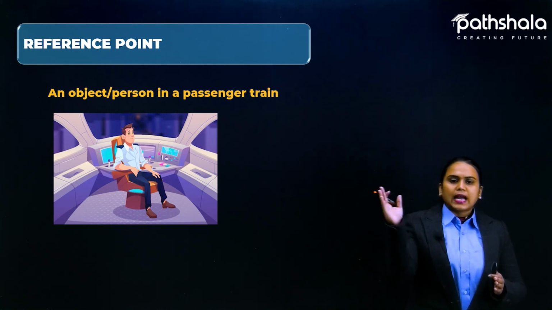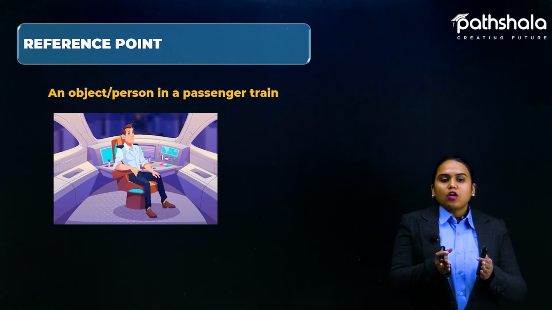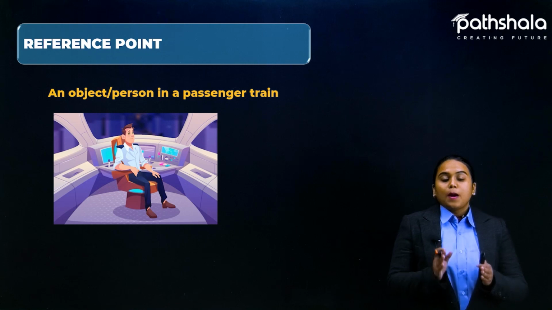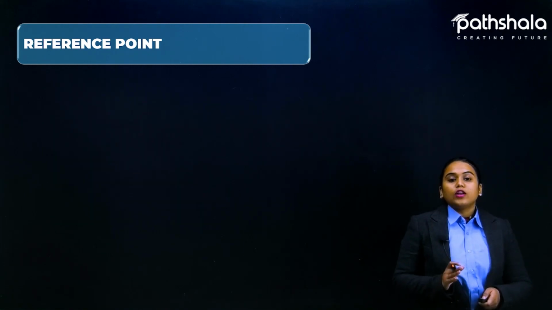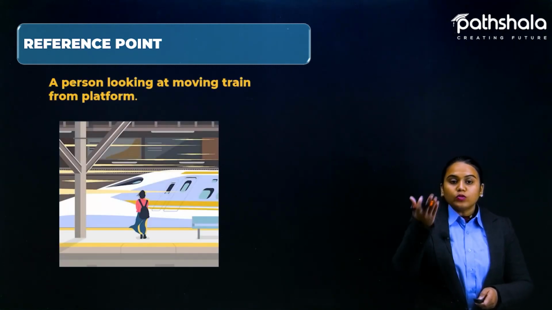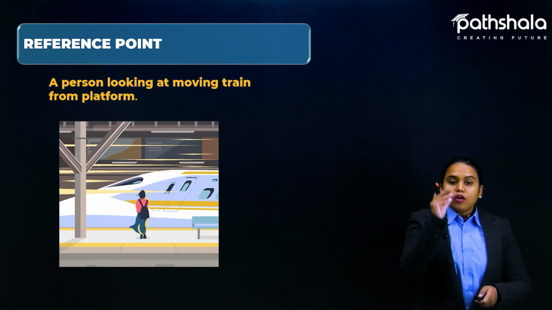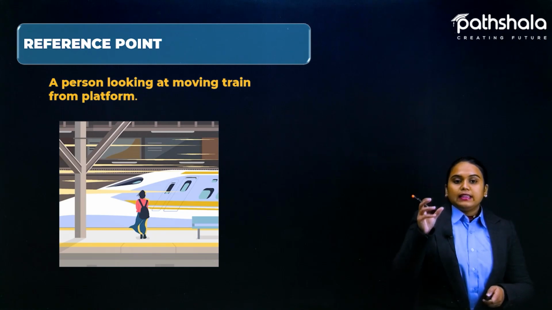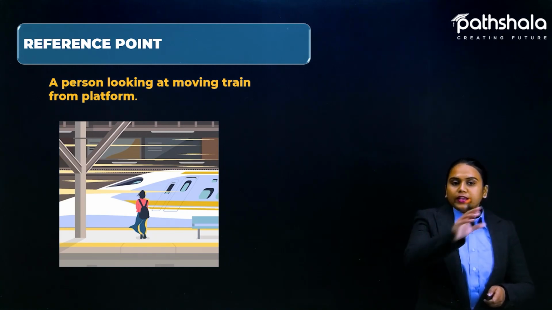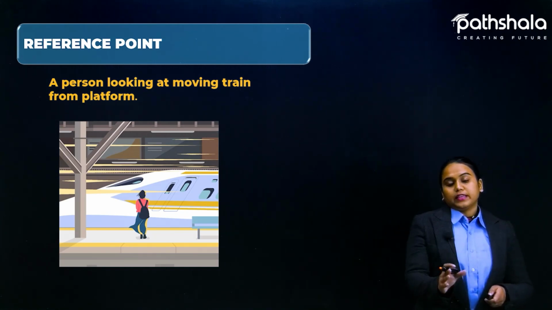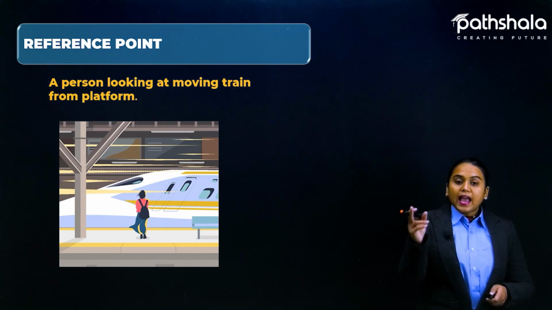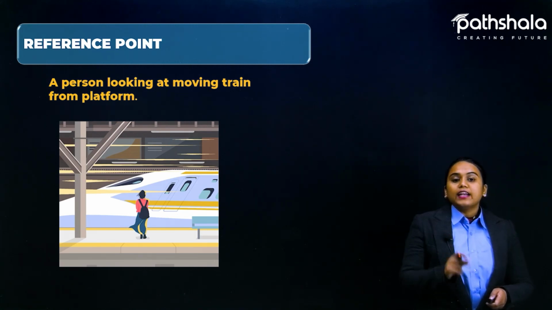Whatever you can see inside the train, if you are also inside the train, everything will be at rest for you. But what if you are looking at the train from the outside? Yes, of course. From the outside, if you are watching anything in a moving train, then the object and the person, everything is moving for the outside person. So here again the reference point is changed. Previously it was at rest, and in the next case it is in motion.